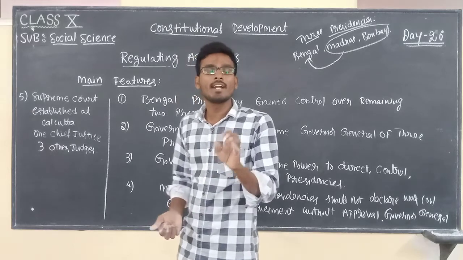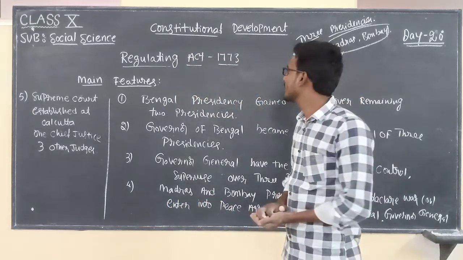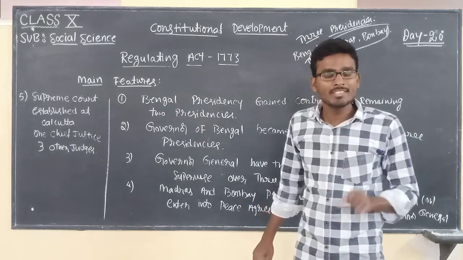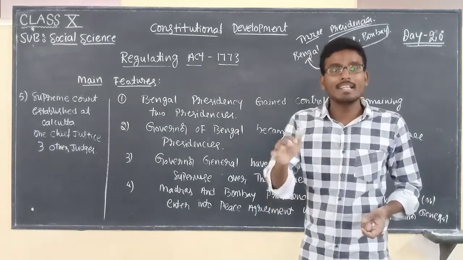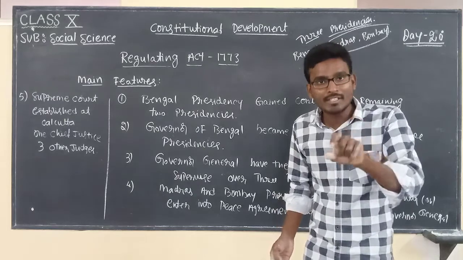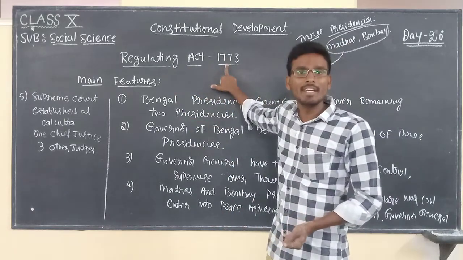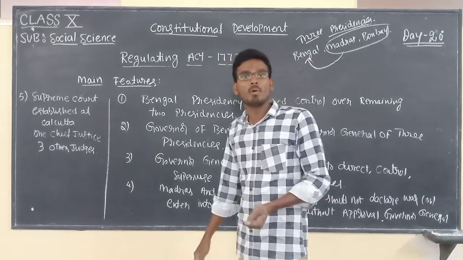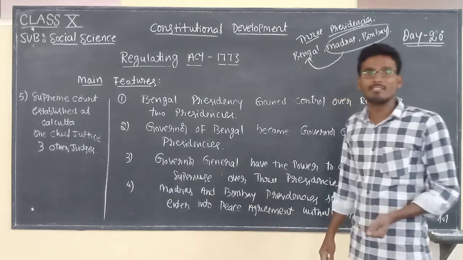So my dear children, finally the conclusion point here, Regulating Act, the name itself says regulating, means it is implemented to regulate the activities of British East India Company officials. This act is implemented in the year 1773. So this is all the information about the Regulating Act 1773.